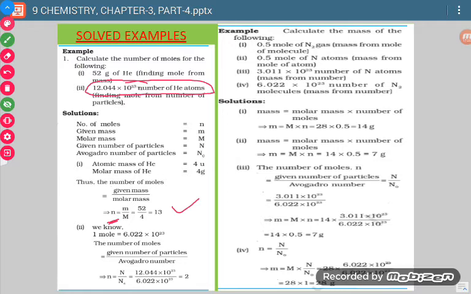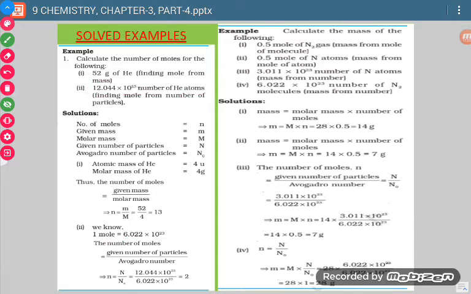Now see, one more formula to calculate the number of moles. Number of moles is equal to number of given particles divided by Avogadro number. So given number of particles are 12.044 into 10 raised to power 23 and Avogadro number value is 6.022 into 10 raised to power 23. So number of moles is equal to 2.